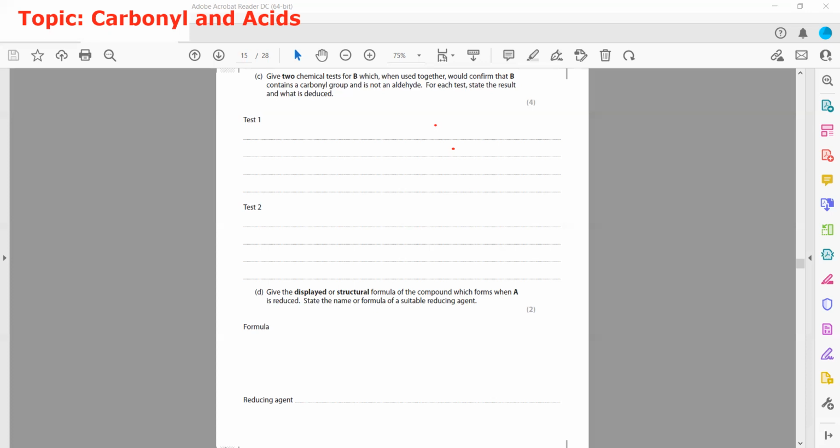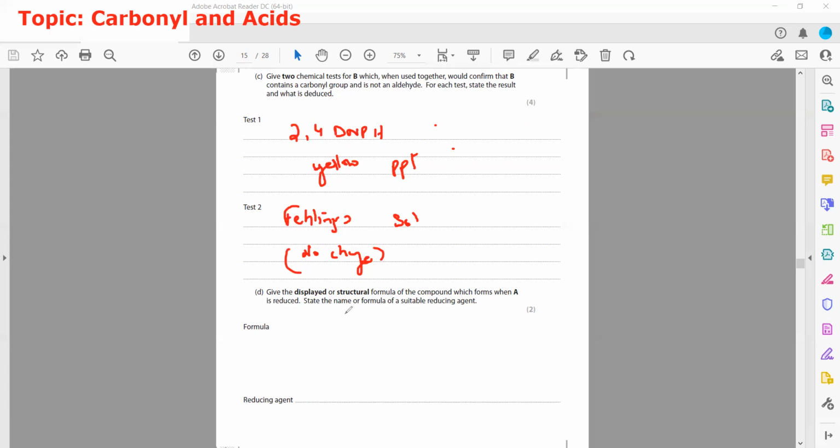So in test 1, to confirm the presence of a carbonyl group, we use 2,4-dinitrophenylhydrazine, and it will give a yellow precipitate. In test 2, we use Fehling's or Benedict's solution. There will be no change because it cannot be oxidized; it is a ketone, not an aldehyde.